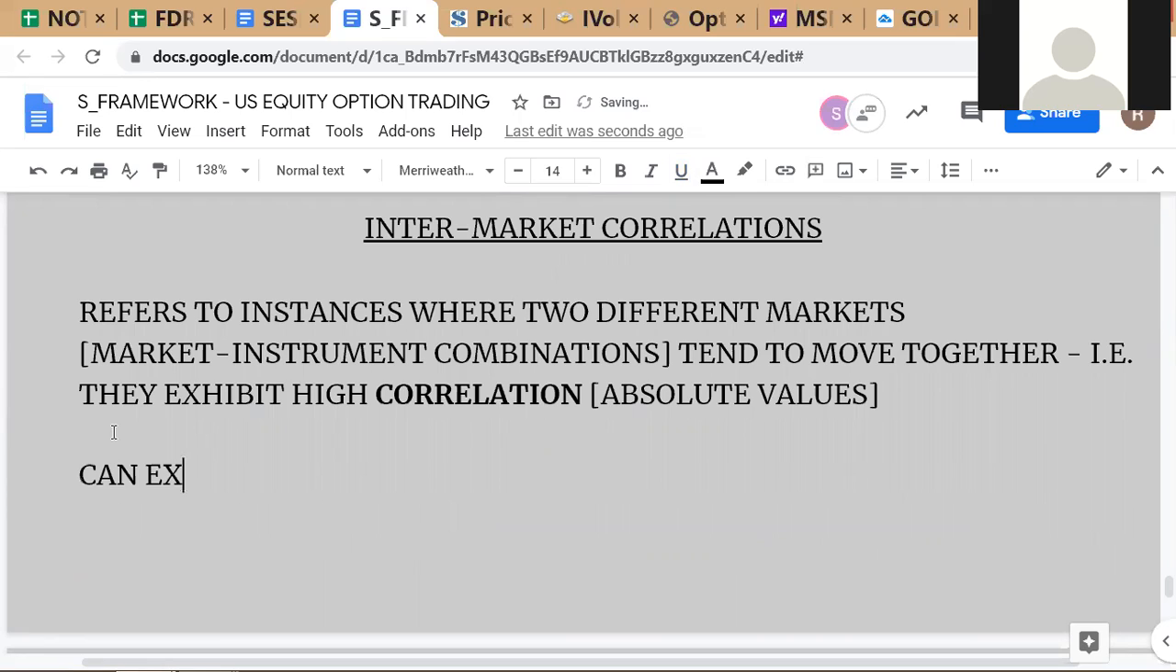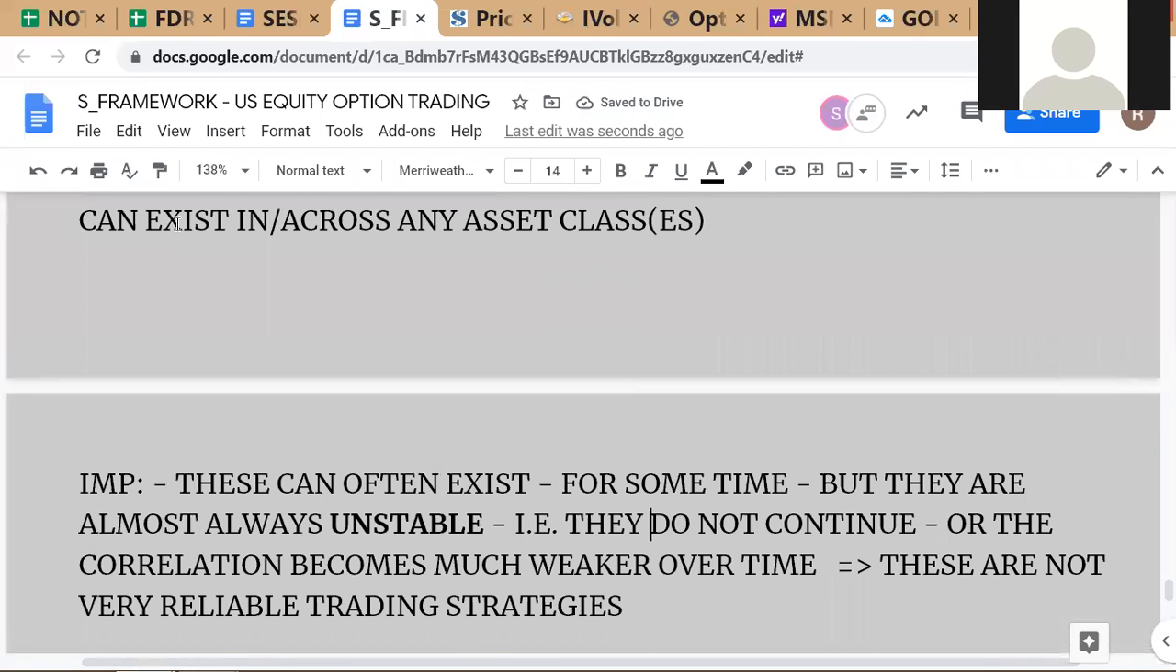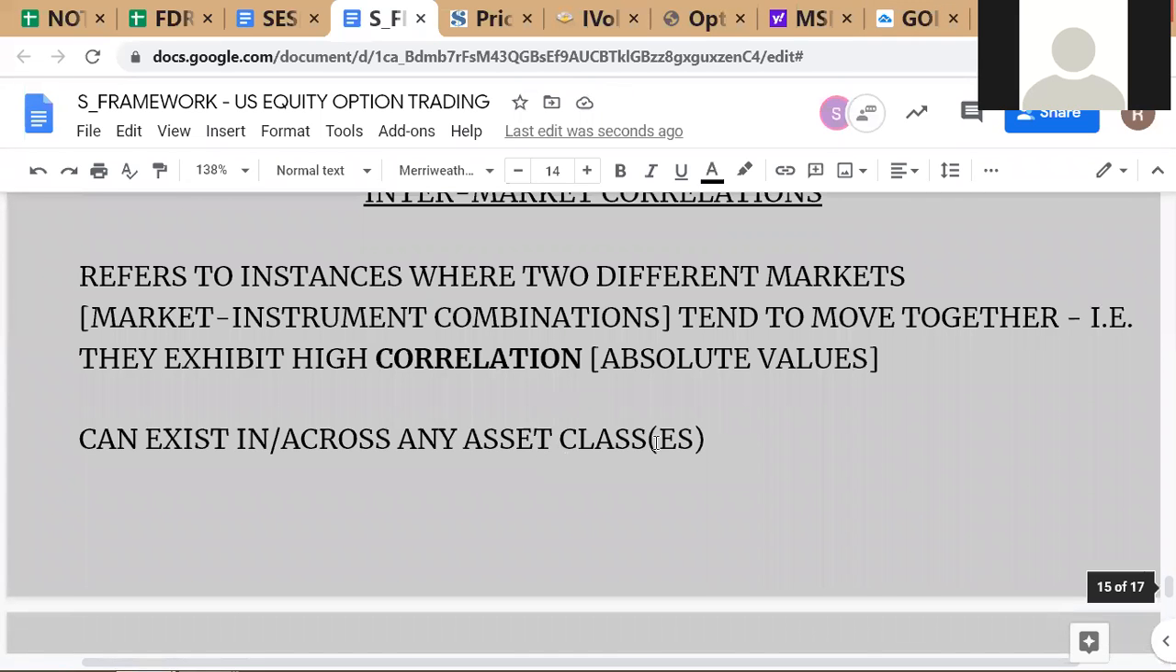Can exist in, or across, any asset class. And so since I've said this, okay, can exist. I've just shown you one example where we looked at between gold and euros. So that's involving commodities and currencies as asset classes.